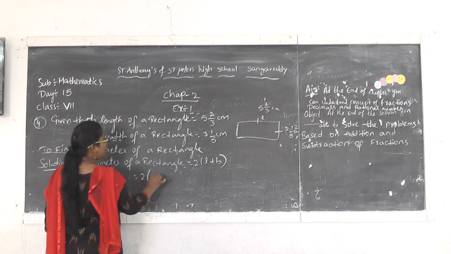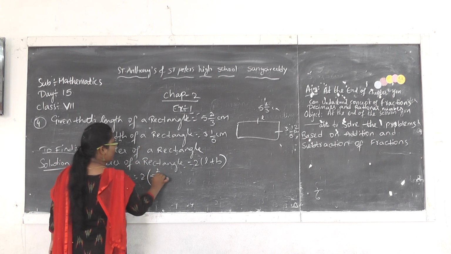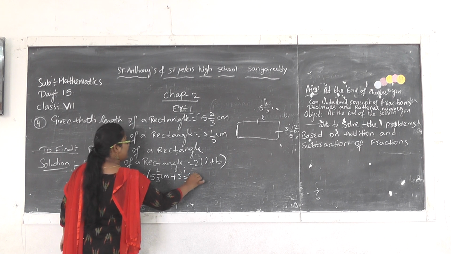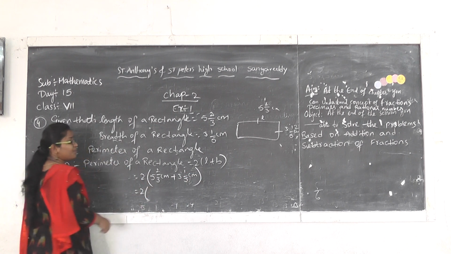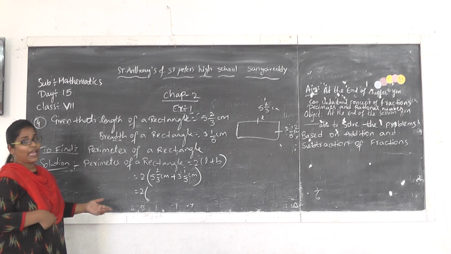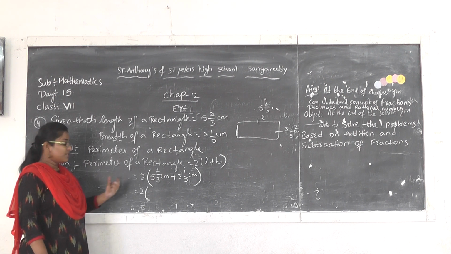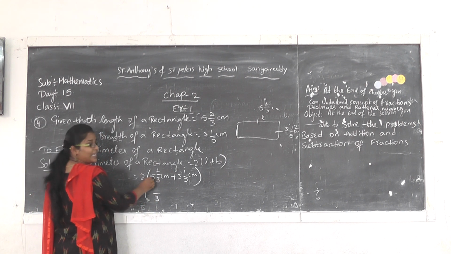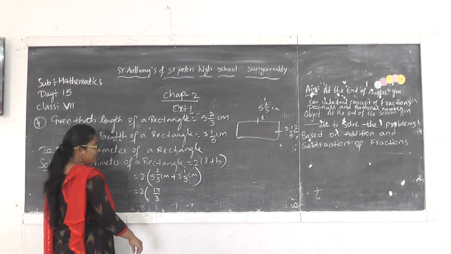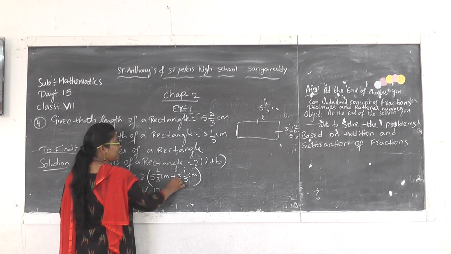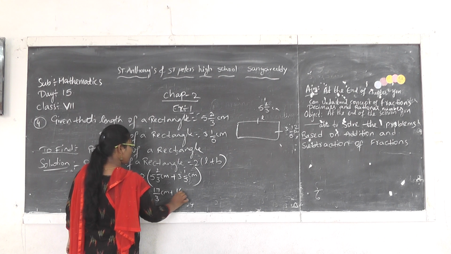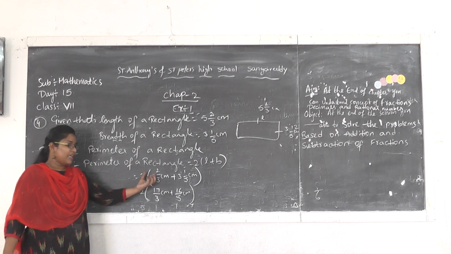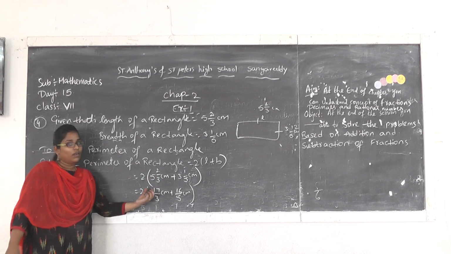So 2 into, what is the length here? 5 2/3 centimeters plus breadth equal to 3 1/5 centimeters. So what we have to do? Convert these mixed fractions into improper fractions. First they are mixed fractions, so convert into improper fractions. 3 fives are 15 plus 2, 17 by 3 centimeters, plus 5 threes are 15 plus 1, 16 by 5 centimeters. Okay, now first step we converted mixed fraction into improper fraction.